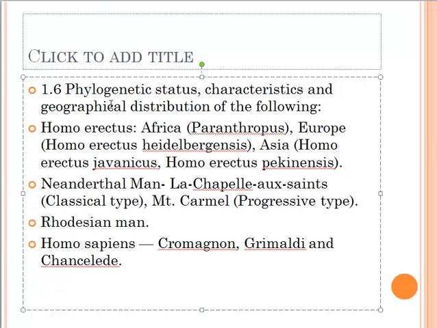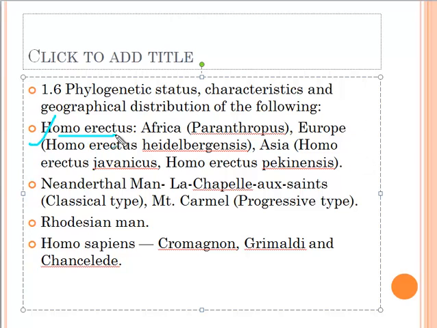Okay, so now, distribution of the following. Homo erectus: in Africa it was called Paranthropus. In Europe it was called Homo erectus heidelbergensis. In Asia it is called Homo erectus javanicus, and in China it is called Homo erectus pekinensis. So all these are forms of Homo erectus only.